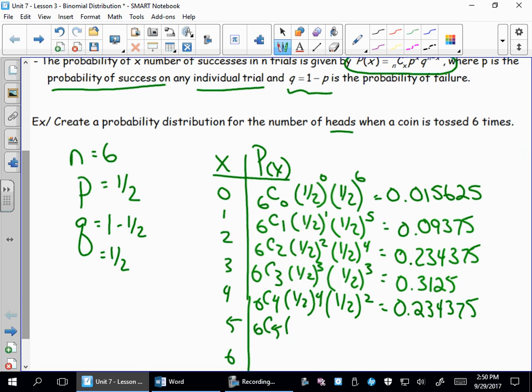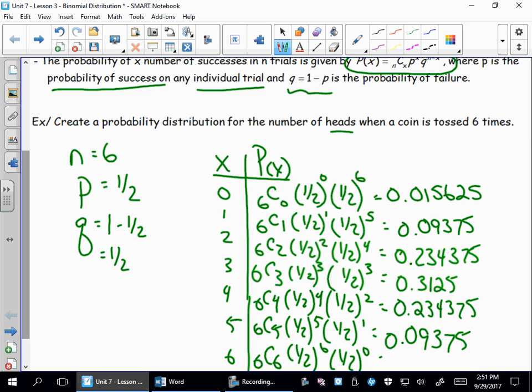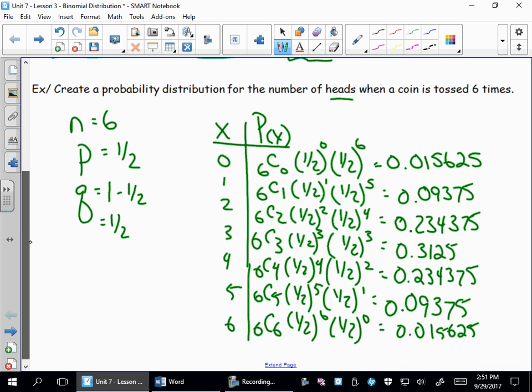And the next one, 6 choose 5. 5 successes, 1 failure. And that number comes out to, no surprise to anybody here, 0.09375. And the last one, 6 choose 6. I want to be successful every time. So I want 6 successes. I want no failures. And I get 0.015625.